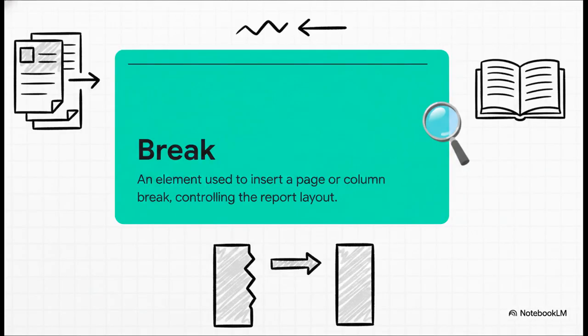And finally, we've got the break element. It's a really simple tool, but so important for controlling the flow of your report. You need to make sure a new section starts on a brand new page, or you need to force the data to jump over to the next column. You just drop in a break element. It's how you manage pagination and make sure the final report is easy to read.